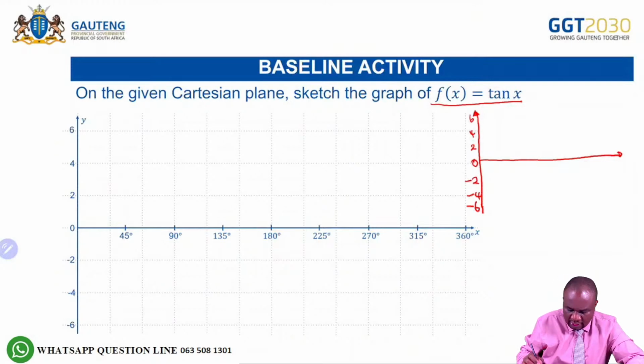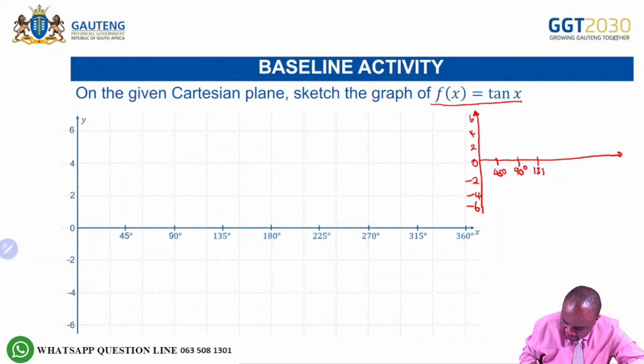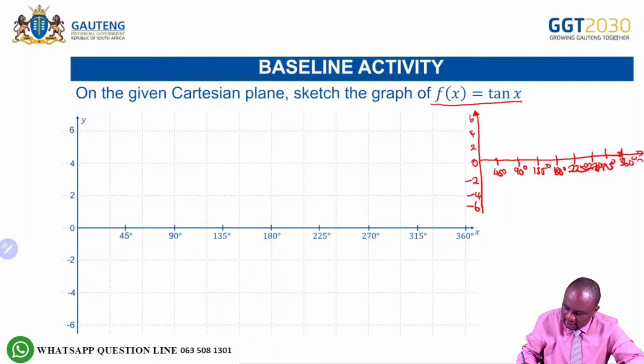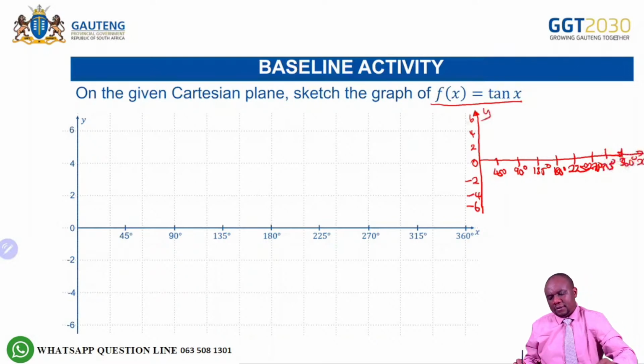And then we have our 45 degrees. We have our 90 degrees, 135 degrees, 180 degrees, 225 degrees, 270 degrees, 315 degrees, and then 360 degrees. That's our domain from 0 to 360. That's our x. Then that's our y. Everyone should be having the Cartesian plane now.